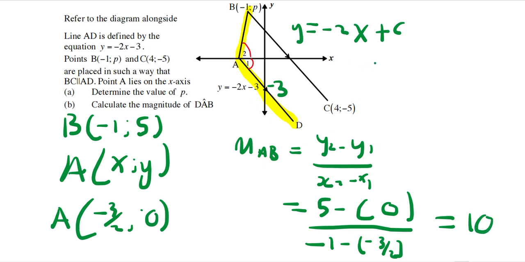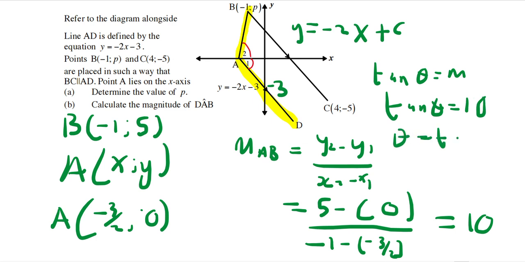That means the angle of inclination, remember the formula, is tan theta equal to the gradient m. So theta is equal to tan inverse of 10. What is tan inverse of 10? Punch it into my calculator: shift tan, then 10. I'm getting 93.65. So that means this one here is 93.65.